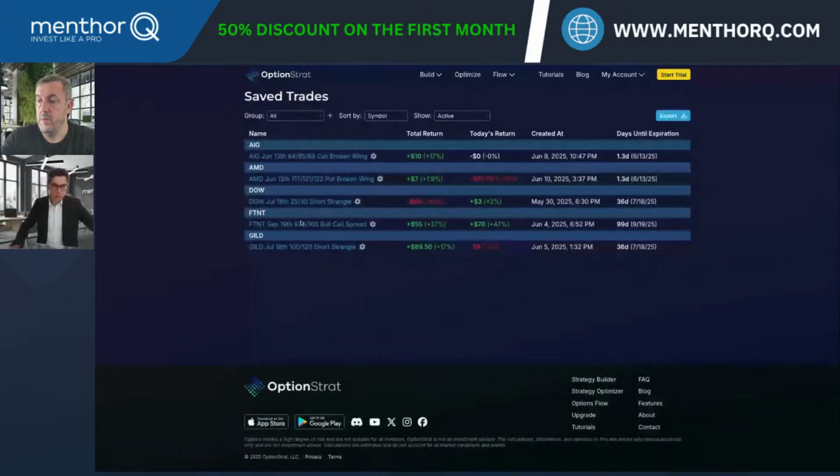You see here two short strangles. A lot of people are afraid of short strangles. If you don't know what you're doing, yes, you should be, but they are less dangerous than risk reversals and other fancy stuff out there. So this thing here is down 40%. It was up like 10 or something. Now it's down 40%. Why? Because we had a nice run up.